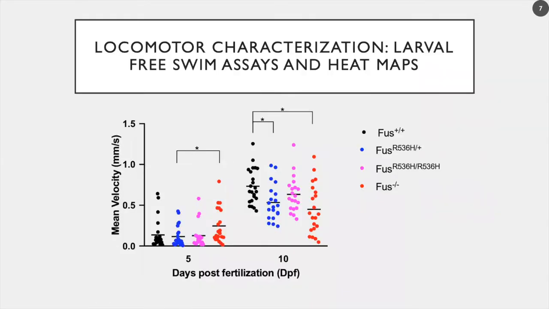So first, I want to briefly tell you about the larval locomotor free swim experiments I've conducted in both 5 and 10 days post-fertilization. At 5 DPF, my knockouts have significant increase in locomotion in comparison to heterozygotes. At 10 DPF, the wild-type larvae had significant increase in locomotion in comparison to both the heterozygotes and knockouts.